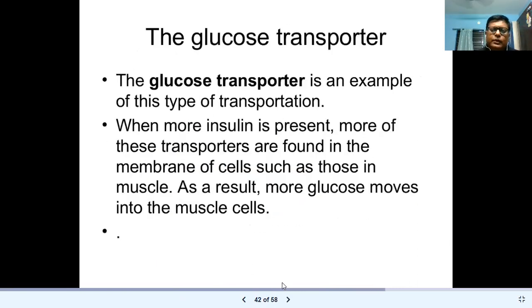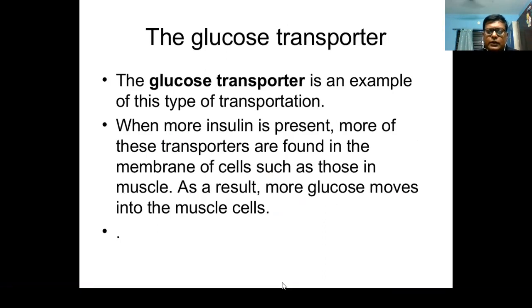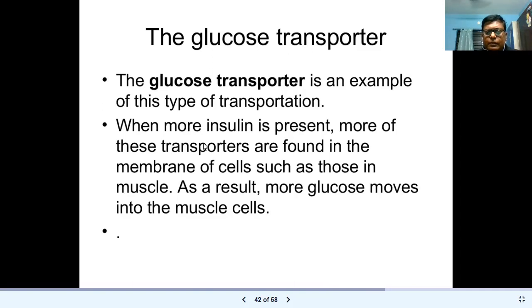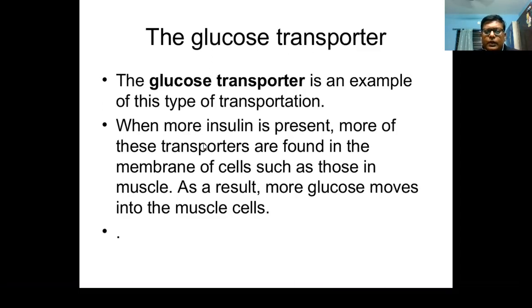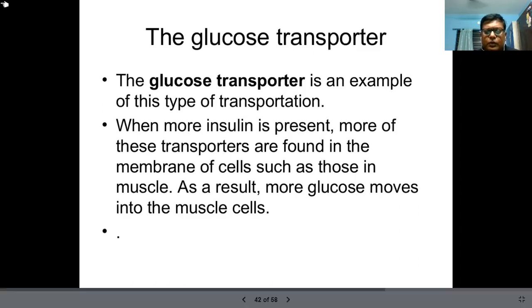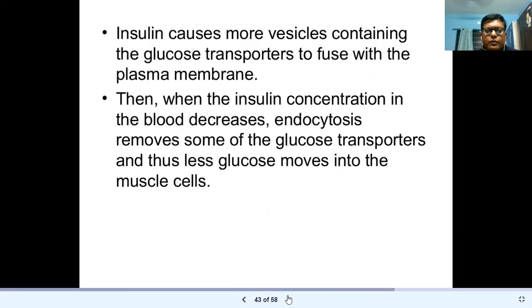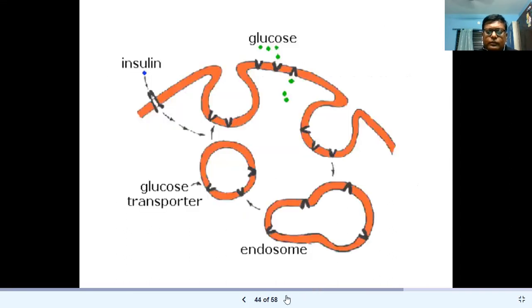Now, the typical example is the glucose transporter, that is GLUT 1, GLUT 2, GLUT 5, GLUT 6, etc. The glucose transporter is an example of this kind of facilitated diffusion. When more insulin is present, more of the transporters are found in the cell membrane, such as those in the muscle. As a result, more glucose moves into the muscle cell. Insulin causes more vesicles containing glucose transporters to fuse with the plasma membrane. So this is a schematic diagram of how glucose transportation occurs with the help of insulin.